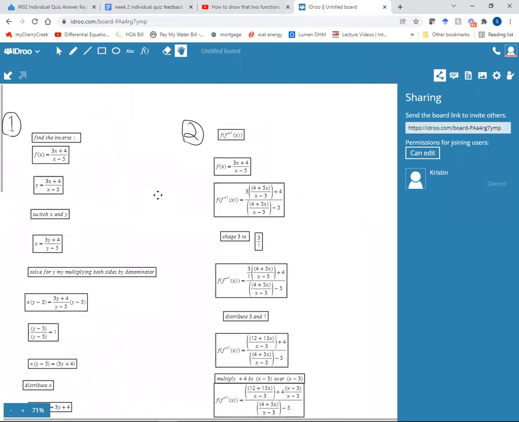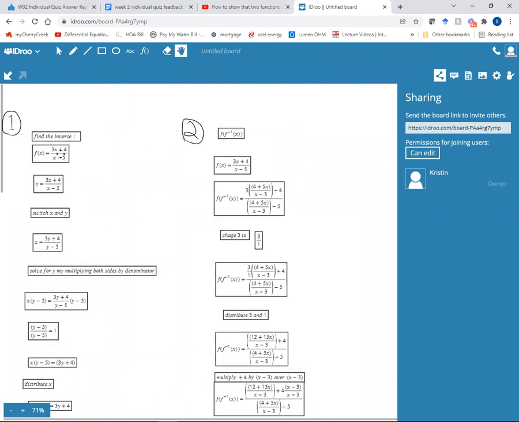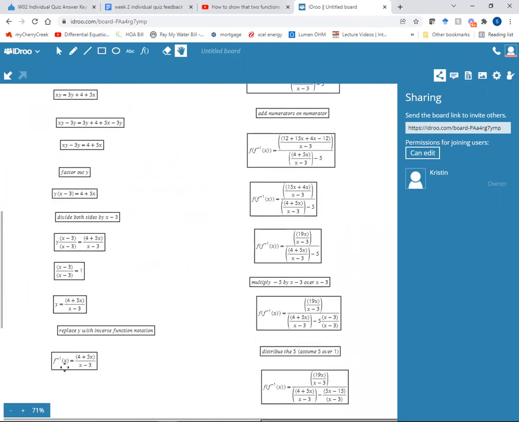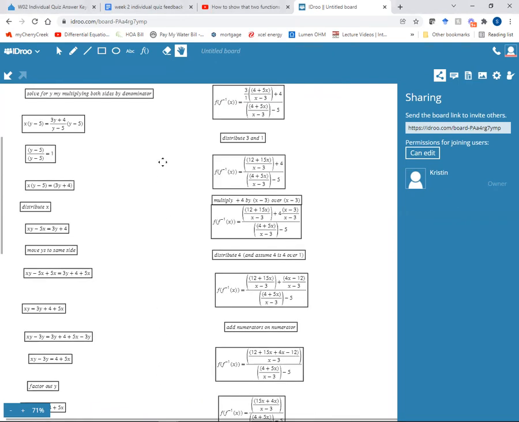But what I want to show you is how to compose the inverse, the function. So here's our function, (3x + 4) over (x - 5). And then our inverse of that is (4 + 5x) over (x - 3).